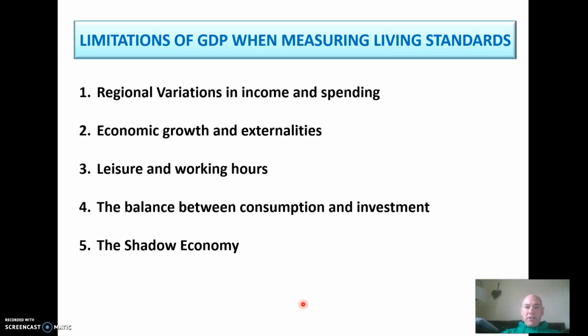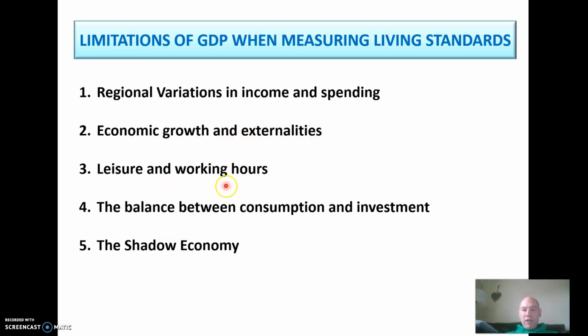In terms of limitations of GDP when measuring living standards, just try and consider this. We might get GDP figures for Wales, but in Cardiff it's going to be significantly higher than in West Wales or in the valleys. Okay, similarly in England, between London, the southeast, and then maybe the north of England. In terms of economic growth and externalities, you've only got to consider what's happened to China. You can have significant growth, but actually it doesn't tell us anything about the level of externalities.